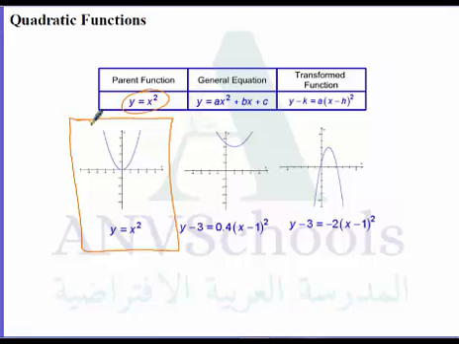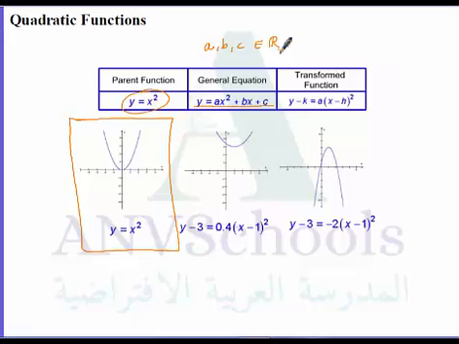The general equation of a quadratic function is the one that you see here. It is y is equal to ax squared plus bx plus c. As you notice, we have a, b, and c, and these a, b, and c are elements of real numbers, so they are all real numbers. Okay? And they are constants, the numerical coefficients of your variable x.